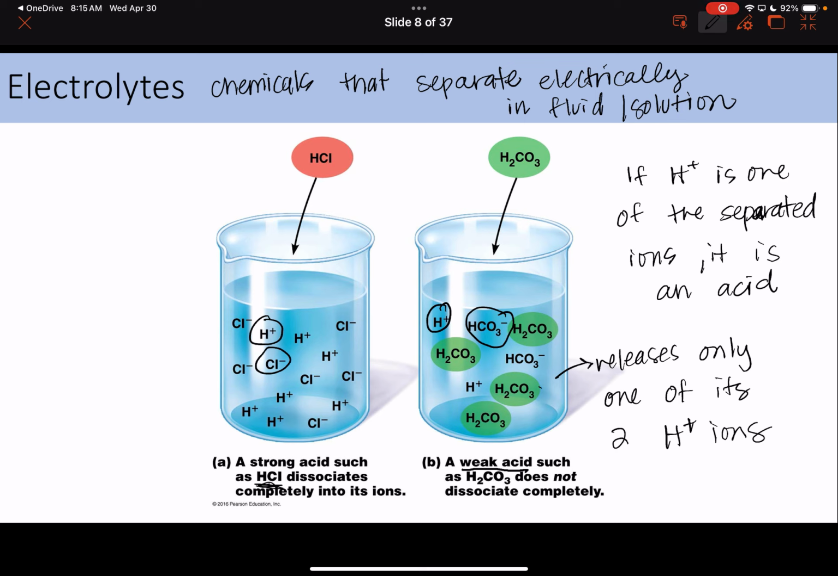So any questions about weak acids versus strong acids? And this is not a chemistry class, so we will only use examples that we've used before, like these two. These are the ones that you're probably going to see. I wouldn't expect you to know how any other acids separate.